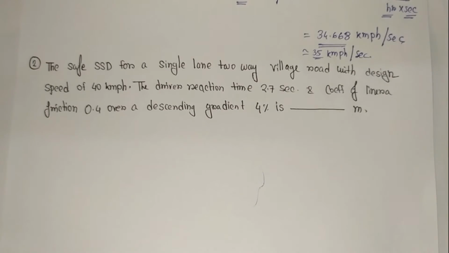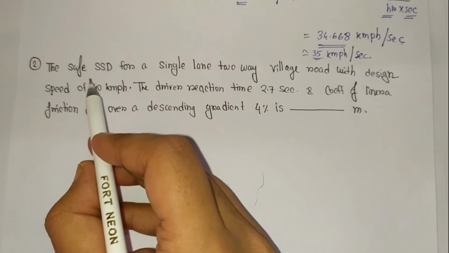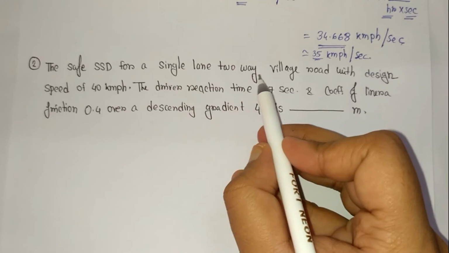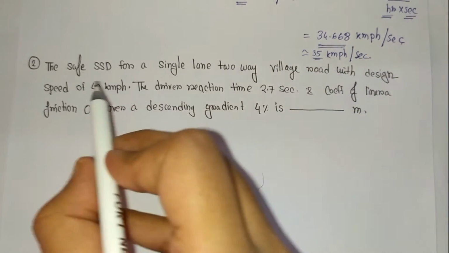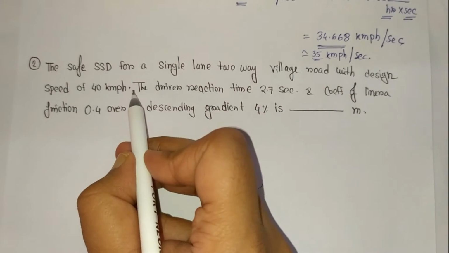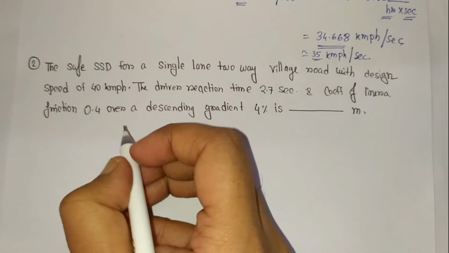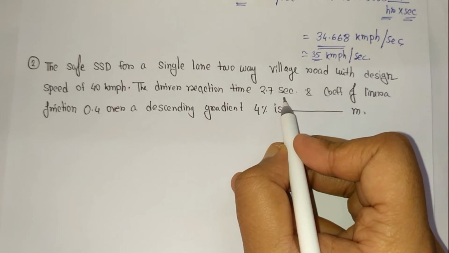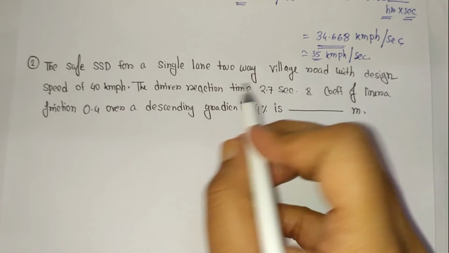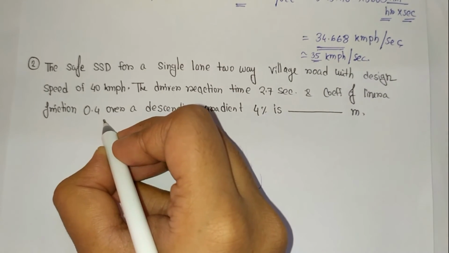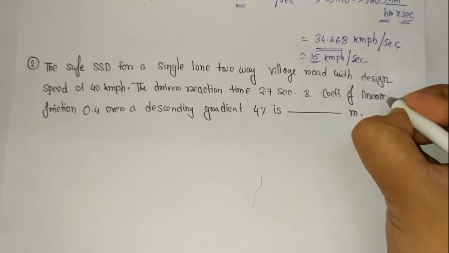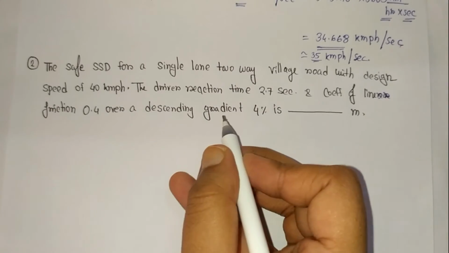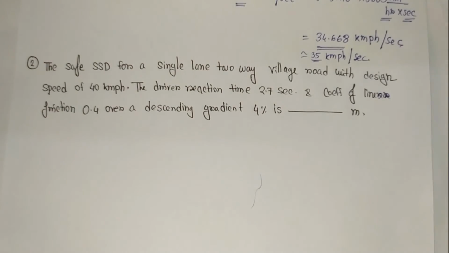The next question asks: the safe stopping sight distance SSD for a single lane two-way village road with design speed 40 km per hour. Here the velocity is 40 km per hour. The driver reaction time is 2.7 seconds and the coefficient of longitudinal friction is 0.4, over a descending gradient of 4%. The SSD is dash meter.